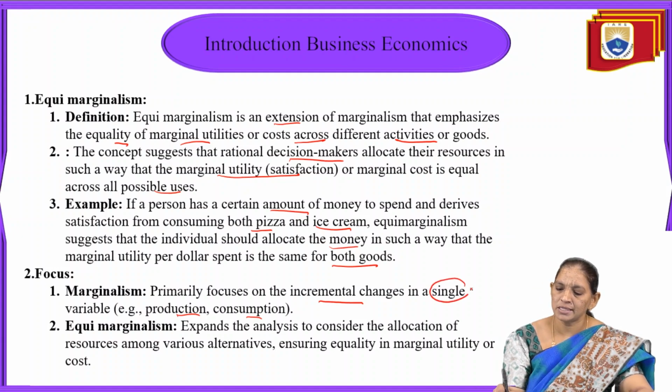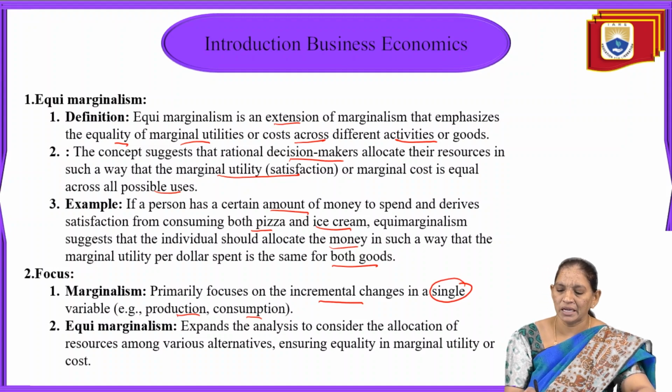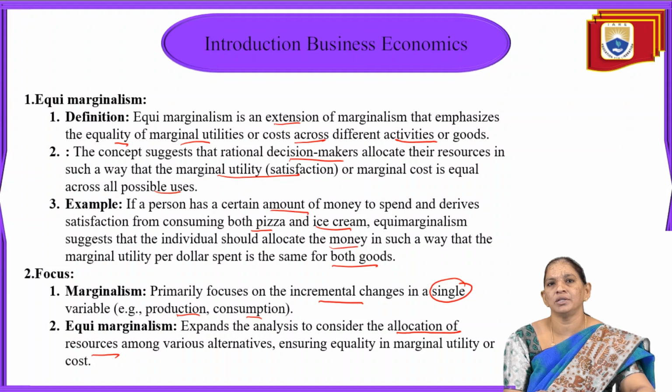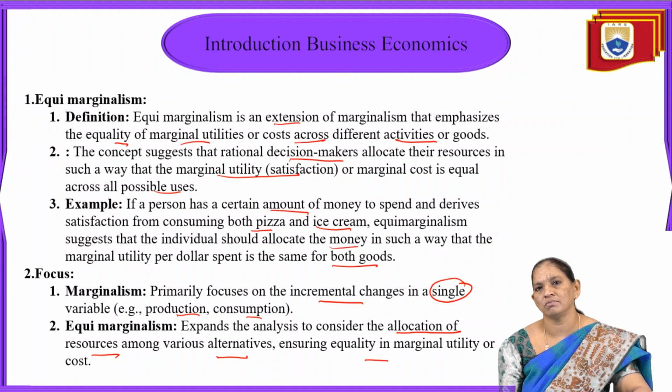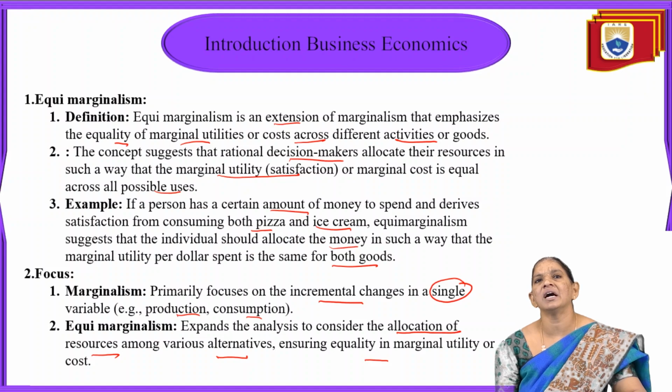We'll consider it as a single variable. But when you come across equi-marginalism, the focus will be on the allocation of resources among different types of alternatives, which ensures equality in marginal utility or cost. Here, in equi-marginal utility, we don't focus on a single article or a single variable. We want to allocate resources to different alternatives such that the spending of the cost or the marginal utility will have equality between different types of alternatives.